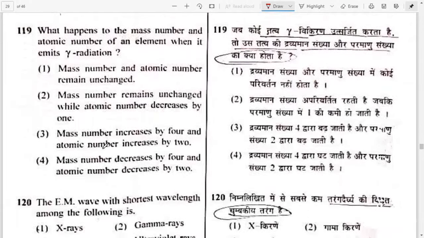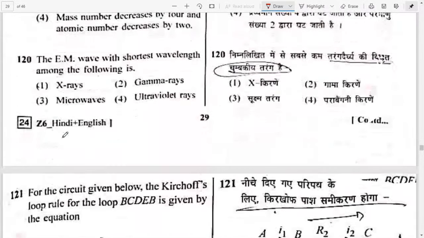Next, question number 119. What happens to the mass number and atomic number of an element when it emits gamma radiation? It is a straightforward question. Mass number and atomic number remain unchanged in gamma radiation. Yes.